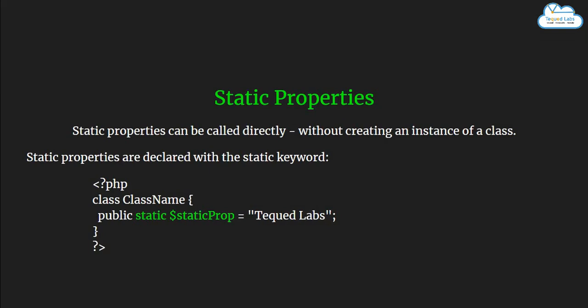So after static methods, we are going to study static properties. Now what are static properties? Static properties can be called directly without creating an instance. The same way, static properties can also be called just like static methods. Static properties are declared with the static keyword, right? So you can see class name, public static property, that is with a dollar sign. They have used this dollar sign. So let me show you how we do it.